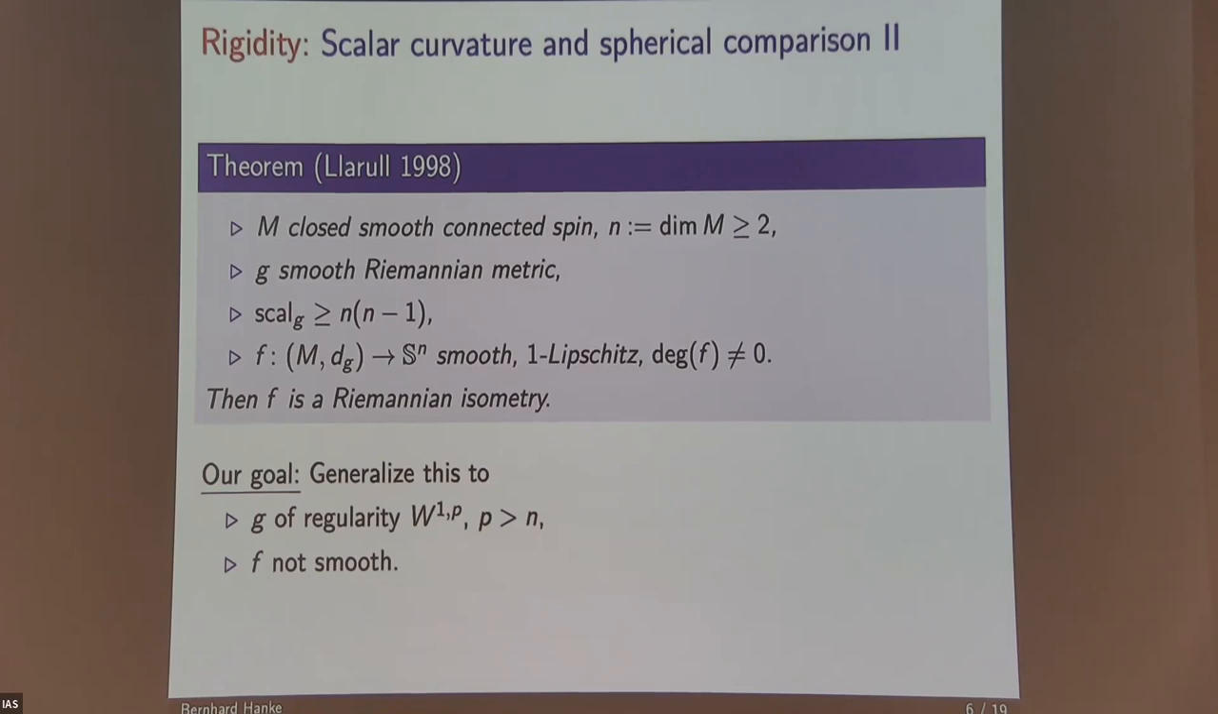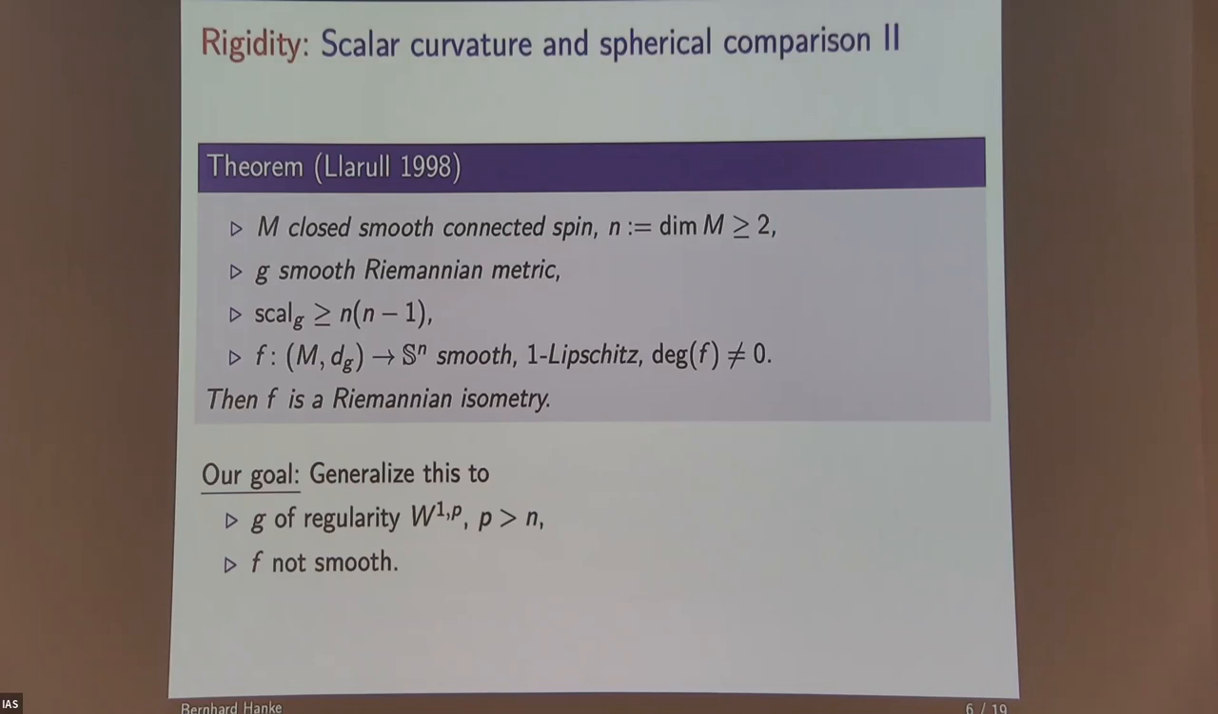Oriented means that w1, the first Stiefel-Whitney class, vanishes, and spin means that also w2, the second Stiefel-Whitney class, vanishes. And so it's closer to being trivial, or trivializable. It's still far from trivializable, but it has a somewhat stronger property than just being oriented.